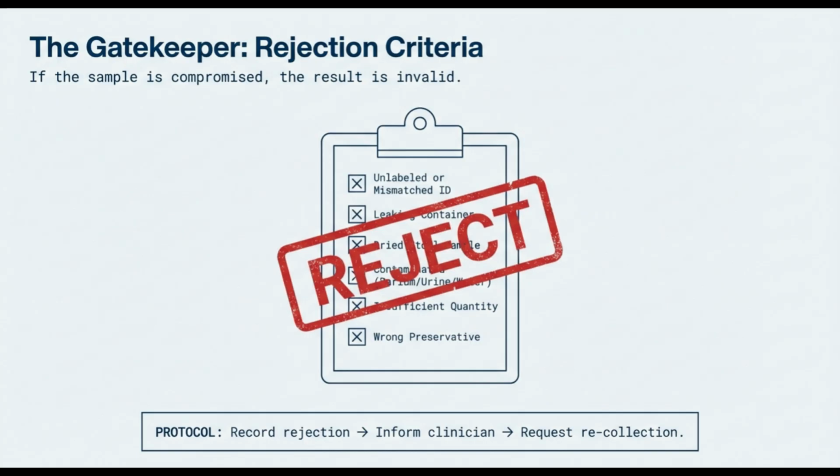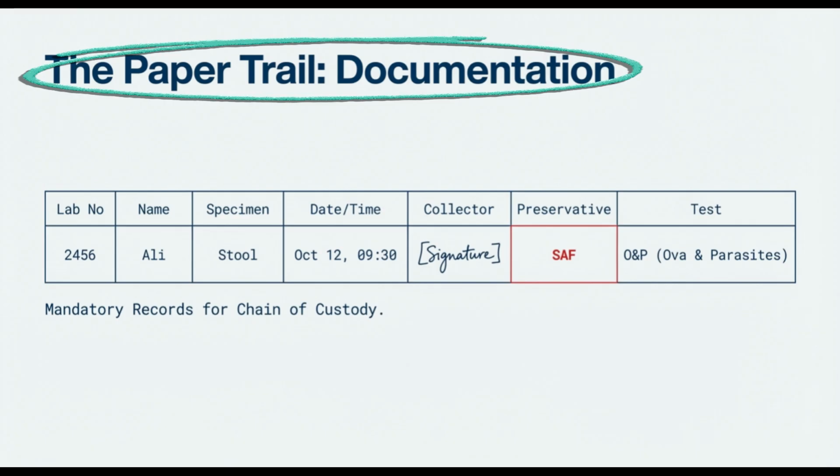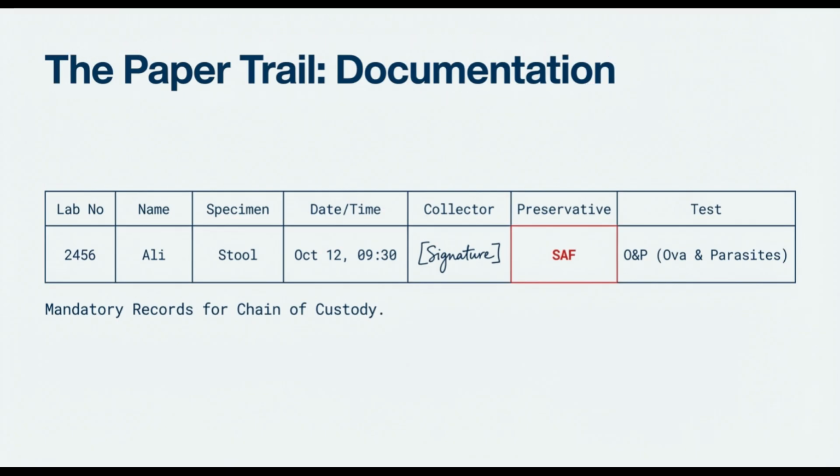If any of these things are true, the protocol was crystal clear. First, you record the rejection in the log. Second, you inform the clinician immediately. And third, you request a recollection. The final piece of the integrity puzzle is meticulous documentation. This creates the paper trail, and it's absolutely essential for the chain of custody.